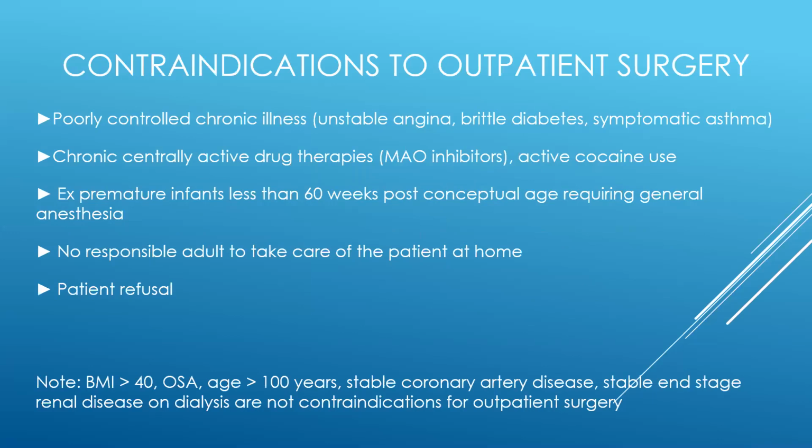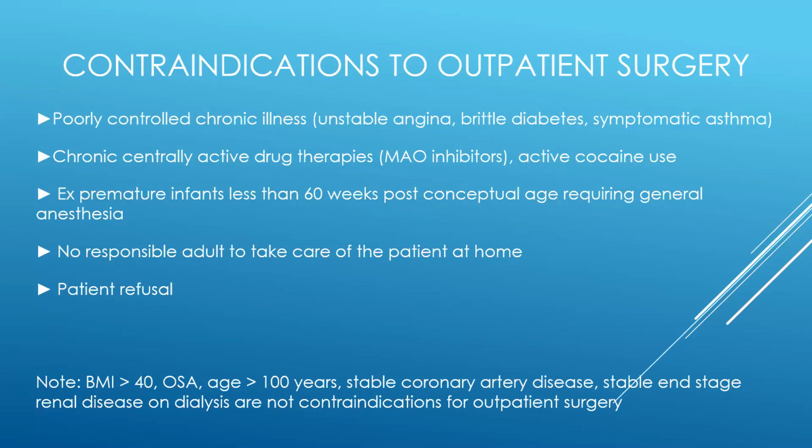Absolute contraindications to outpatient surgery. These are quite obvious: poorly controlled chronic illness, such as unstable angina, symptomatic asthma. Chronic centrally active drug therapies like monoamine oxidase inhibitors, and active cocaine use will affect your anesthetic and your recovery from anesthesia. This is generally considered a contraindication. Premature infants less than 60 weeks post-conceptual age requiring general anesthesia. This is for the monitoring requirement. They have to be monitored for post-operative apnea. That cannot be done outpatient.